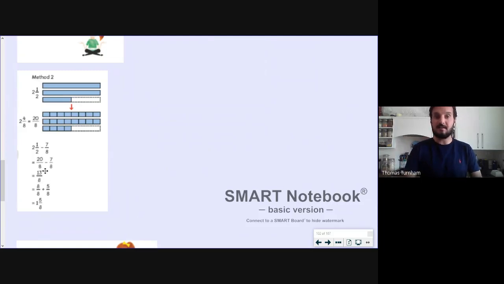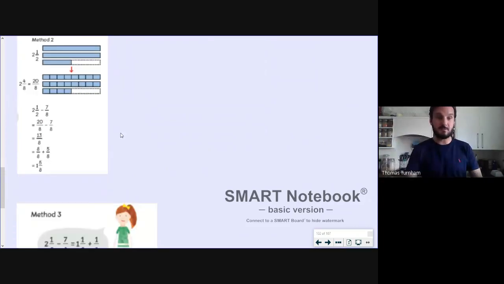13 8ths I then need to put back into my mixed fraction. So I realize that 1 whole is 8, remember? So I've removed 8 of those 8ths and I'm left with 5. So it's 1 whole or 8 8ths and 5 8ths, 1 and 5/8. Both of those methods work.